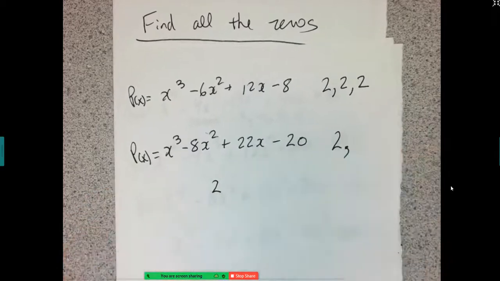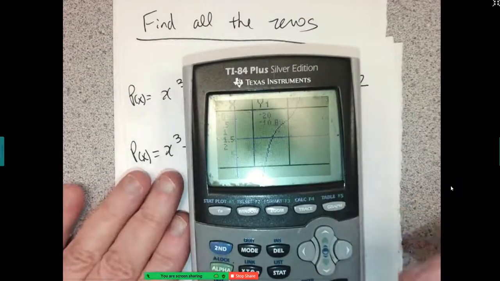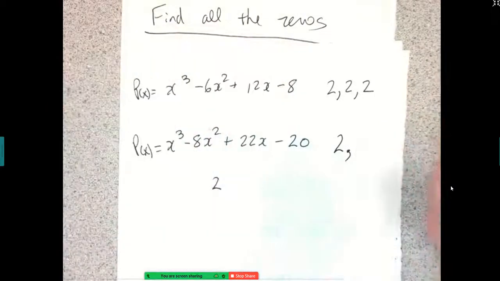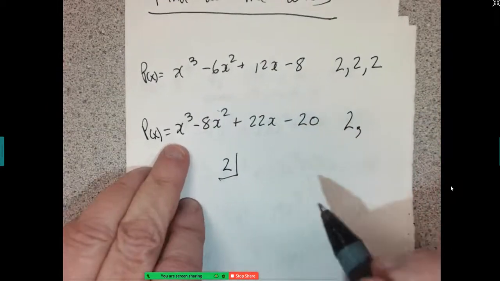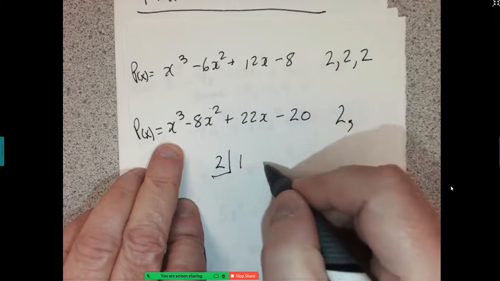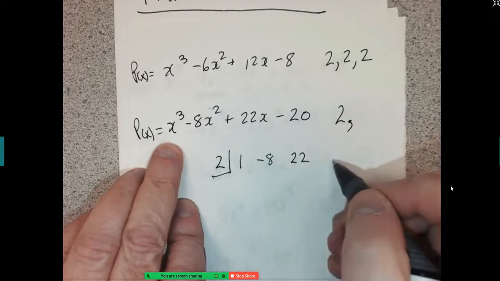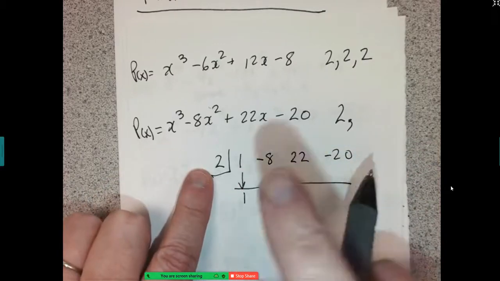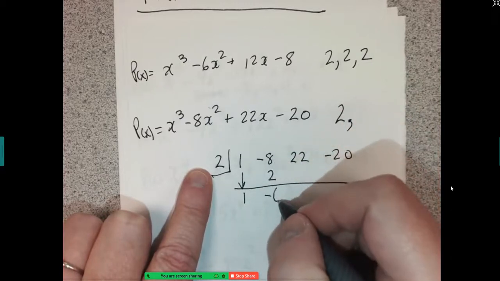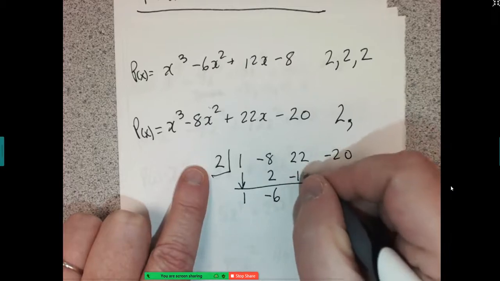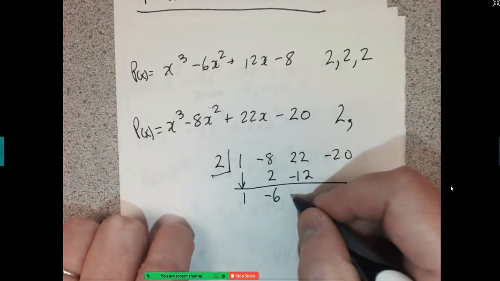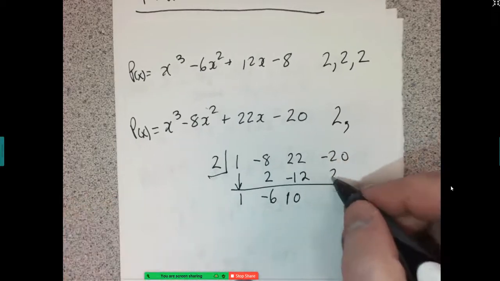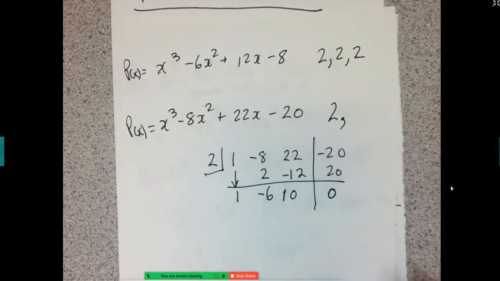So we've confirmed that 2 is a 0. You can see on the second graph that 2 is an x-intercept, and so it's a real 0. And so I'm going to do synthetic division. And I'll start that going. Then we add. And then we add. So 22 minus 12 is positive 10, and then 10 times 2 is 20, and then we add. So I was expecting to get 0 there.